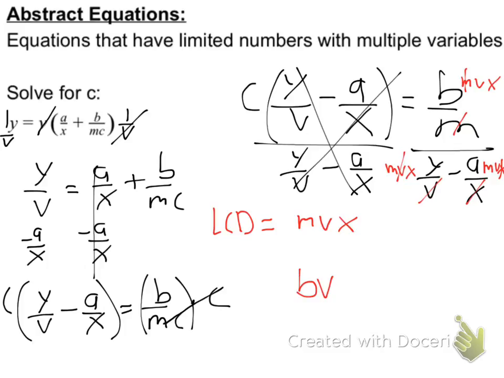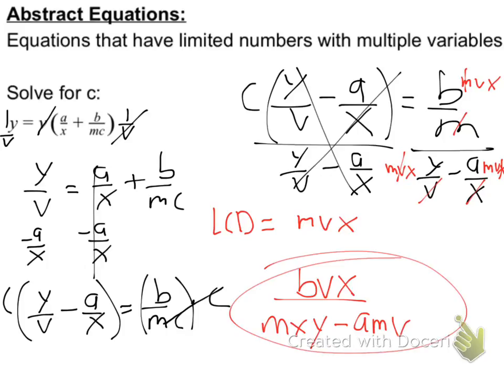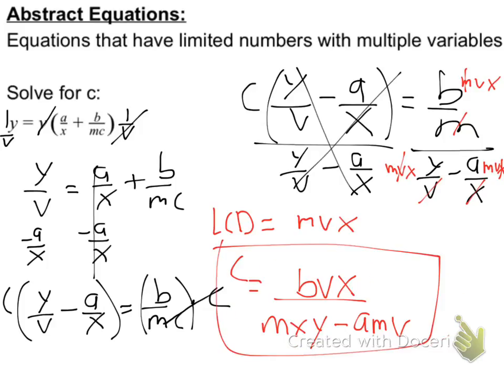And you write what's left over. A, B, a V, and an X. What's left over? M, X, Y, minus A, M, V. Oh wait, I forgot. Before I do that, equals C. C is equal to all of that because we canceled out all the stuff on the left there, leaving C by itself.